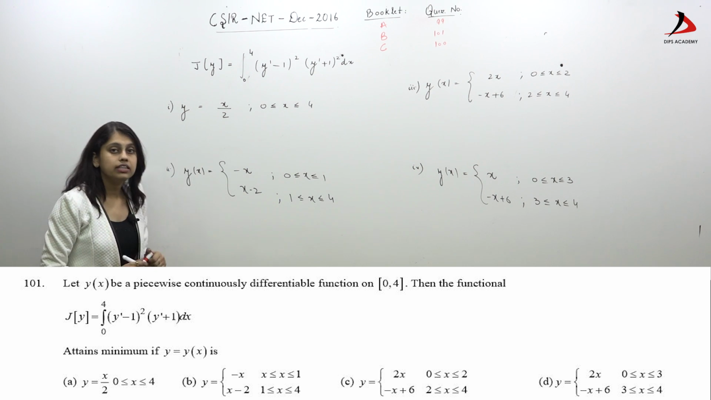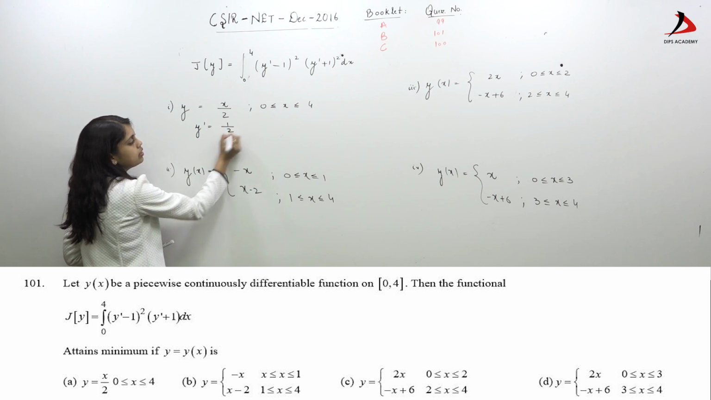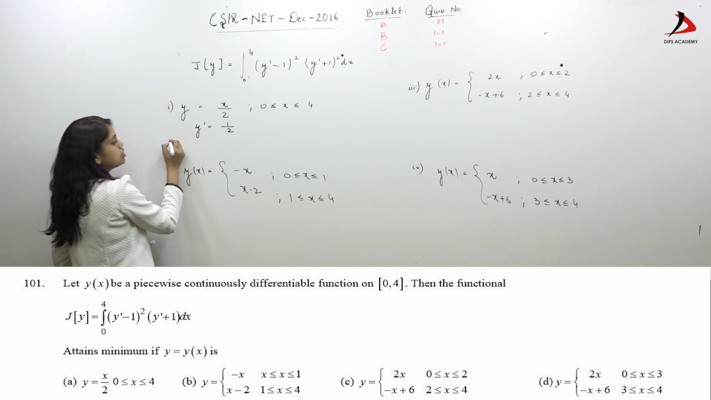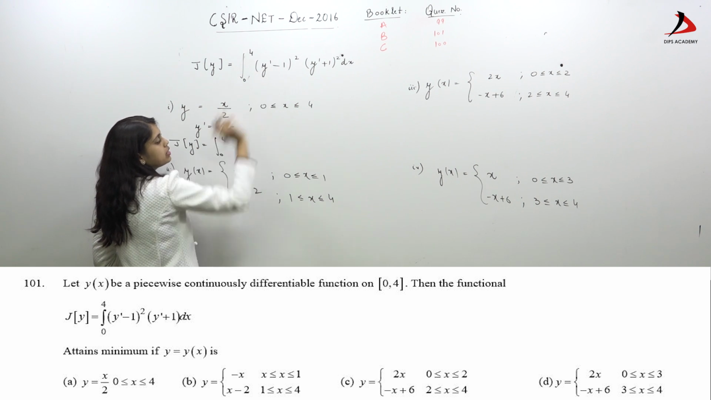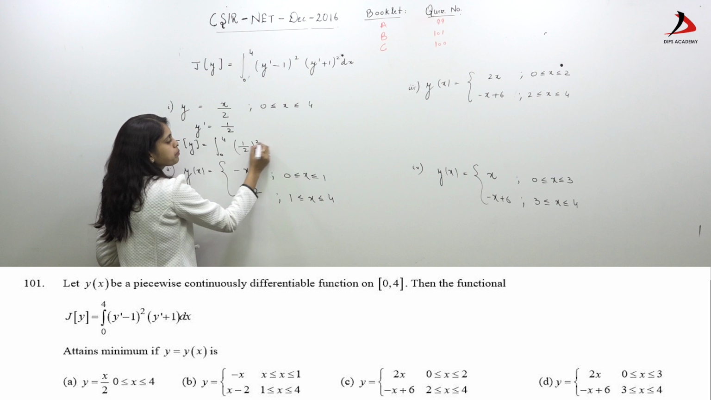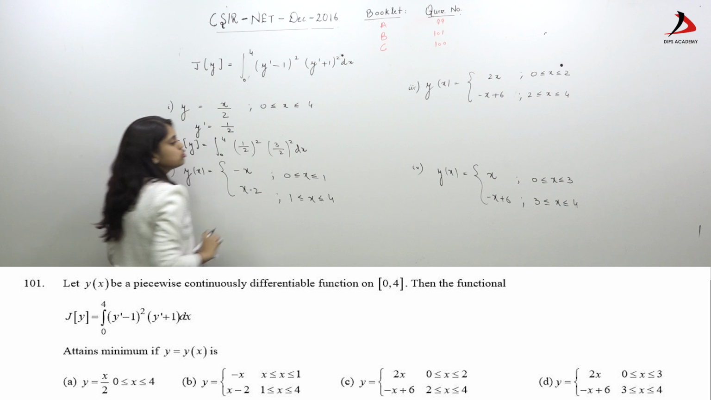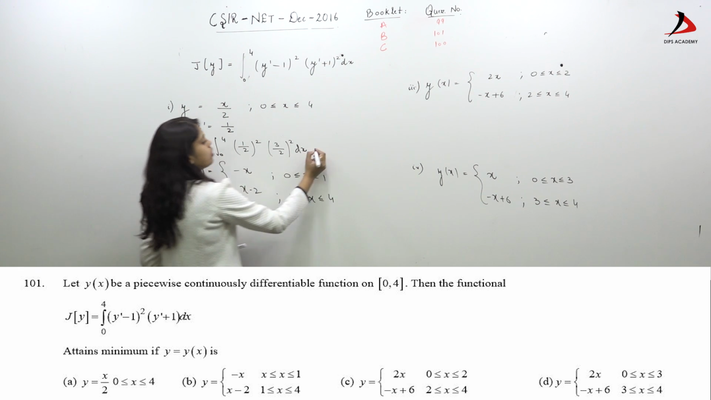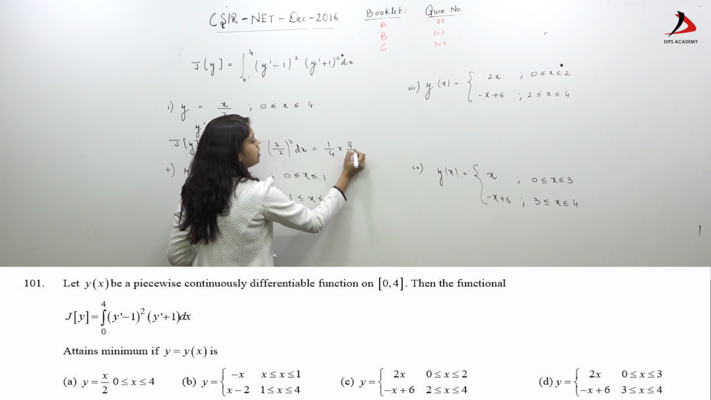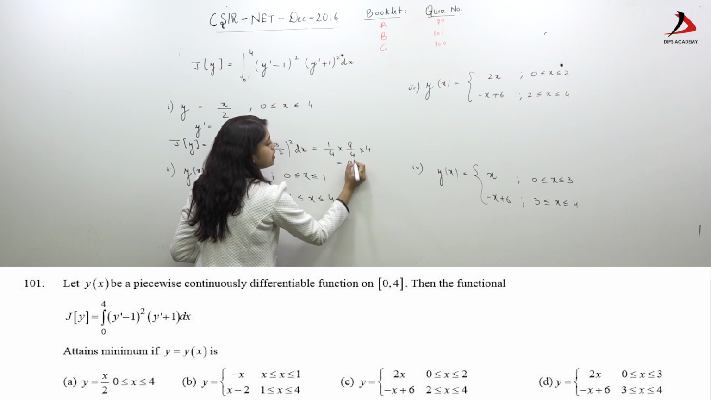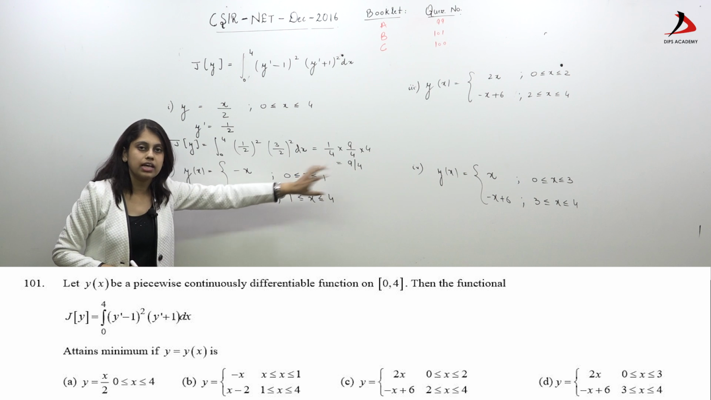But to check which will provide the minimum value, in the first option if I put this, I will get y dash as 1 by 2, and put the value of y dash in the given functional J. Since my J of y is integral 0 to 4 of (y dash minus 1) square, that means (1 by 2) square, times (y dash plus 1) square, that means (3 by 2) square, dx. So from here I will get 1 by 4 times 9 by 4 into 4, which is nothing but 9 by 4 only. So for this extremal, I am getting the functional value as 9 by 4.